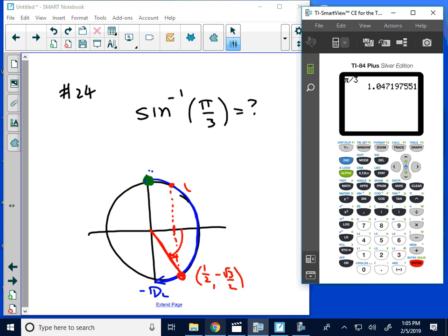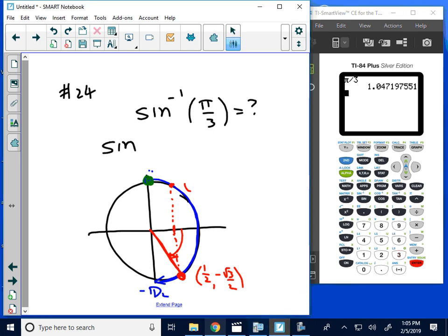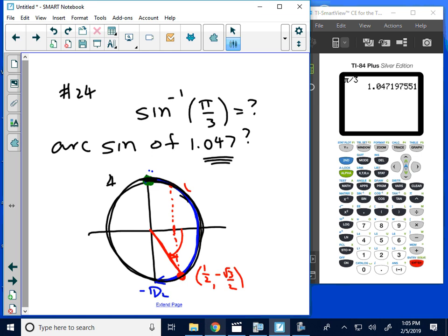So this is asking, what is the arc that has a sine of 1.047? Well, we know this is a unit circle, right? How big does that circle get? It gets up to 1. It never gets up to 1.047. All right, so this is undefined. This doesn't make any sense. This expression is undefined.